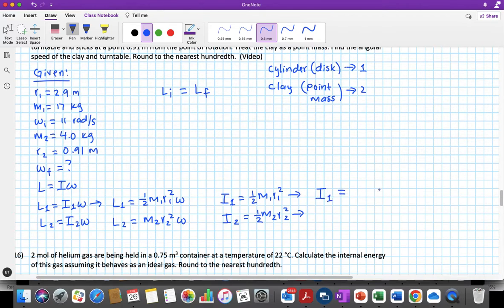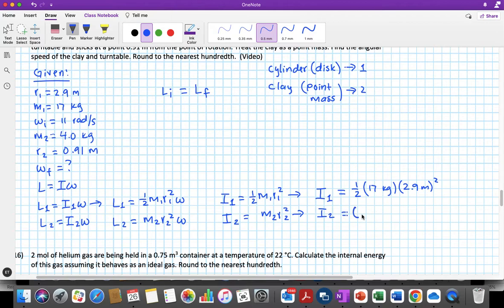I1 would be 1/2 mass 1, which is 17 kilograms, times radius 1, which is 2.9 meters. Don't forget to square that one. And then moment of inertia 2 would be no 1/2, oh sorry, oops, it was 1/2. It's just like that because it's a point mass.